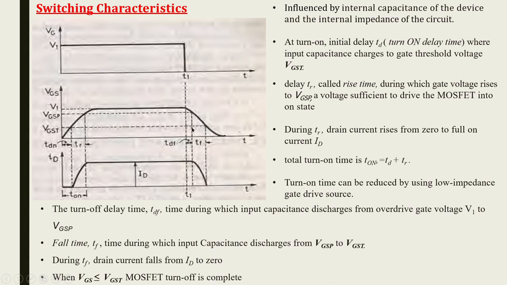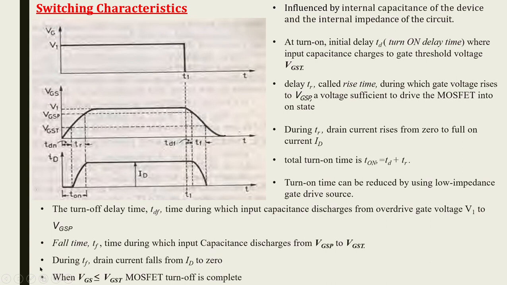Then another time, fall time TF, is there, the time during which the input capacitance discharges from VGSP to VGST. So at that time you can see the current ID goes from the ID value to 0. So during TF the drain current falls from ID to 0. At that time the voltage is VGSP only.